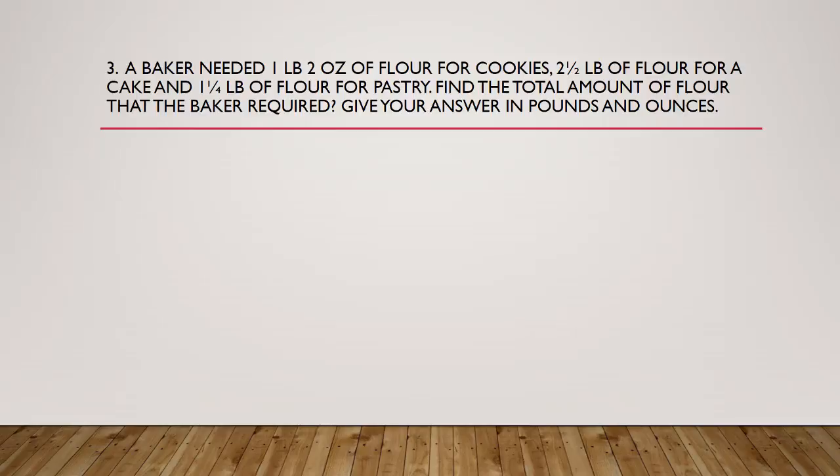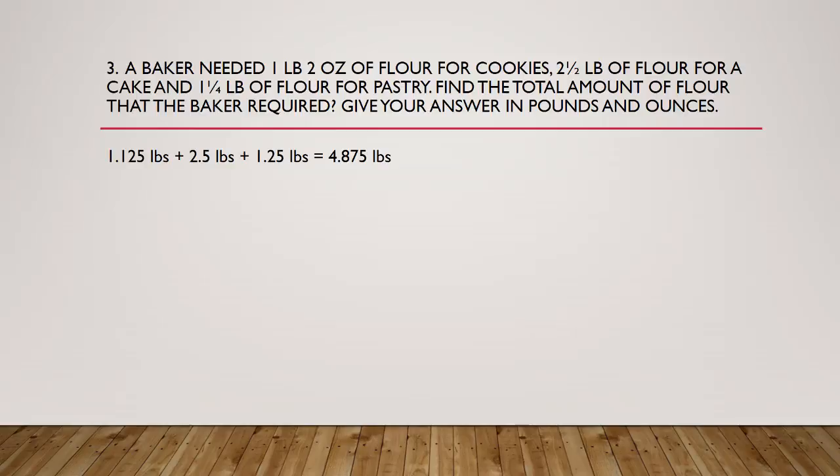Next question, a baker needed 1 pound 2 ounces of flour for cookies, 2.5 pounds of flour for a cake, and 1.25 pounds of flour for pastry. Let's find the total amount of flour the baker required, and we're going to give our answer in pounds and ounces. So let's first of all convert all of these numbers to decimals so we can use a calculator. 1 pound and 2 ounces, well, 2 divided by 16 will give us 0.125. 2.5 pounds is 2.5. 1.25 pounds is 1.25.